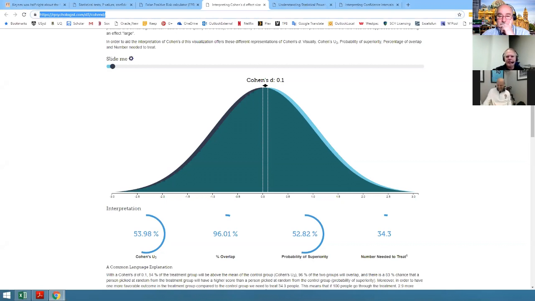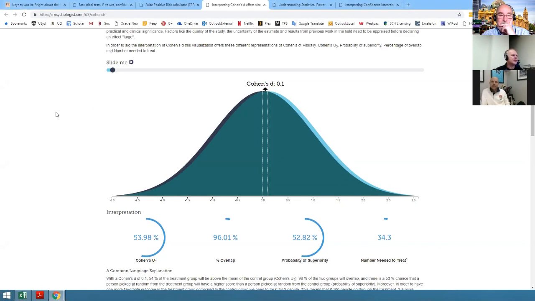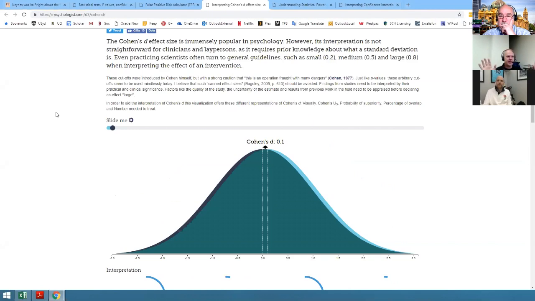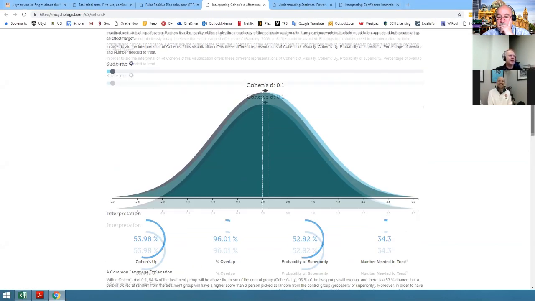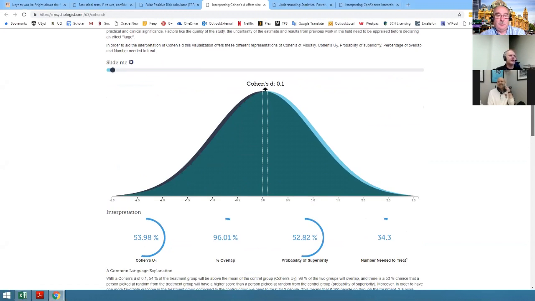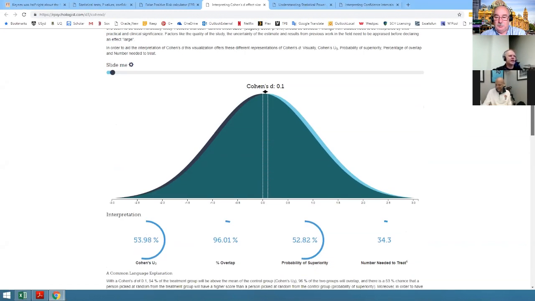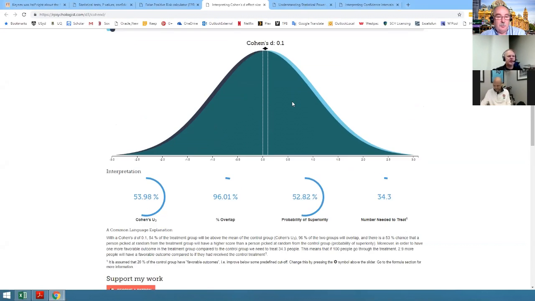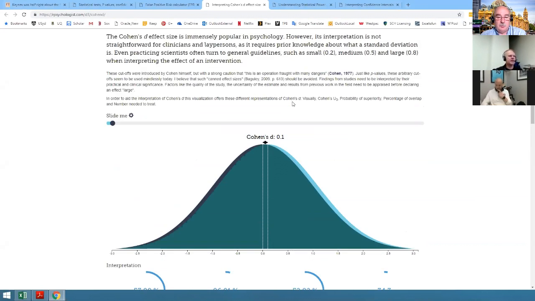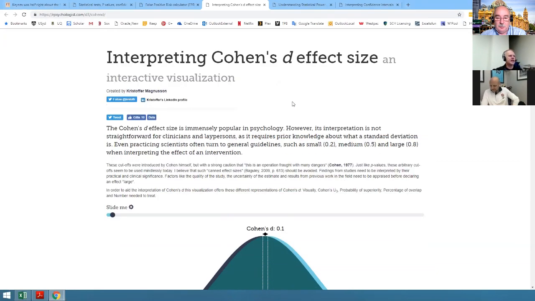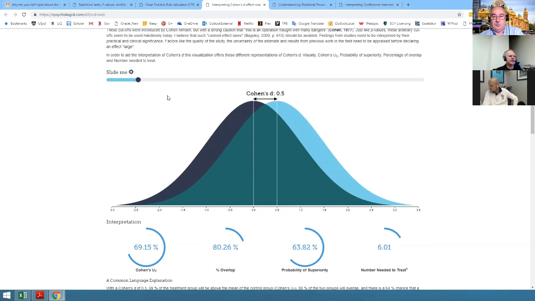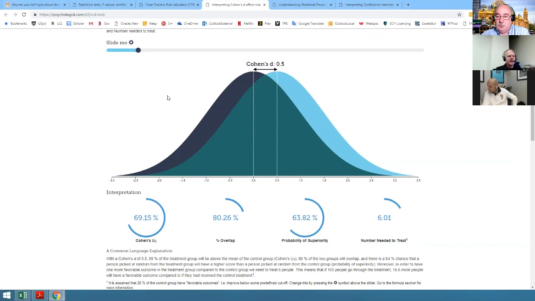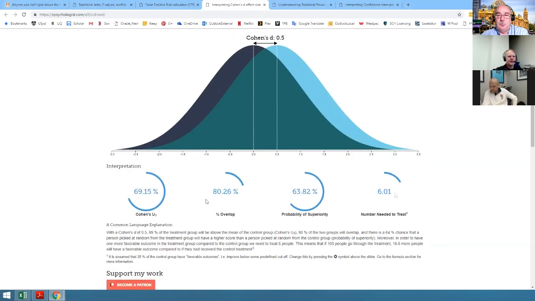Play with this interactive one just here that I'm going to send you to, and again, it's the wonderful Christopher Magnusson. I don't know this bloke, but he's made these lovely interactive graphs. This one in particular is a nice way to interpret Cohen's d, the effect size, with an interactive visualization, and you can change the size of Cohen's d. So we'll go up to a medium effect size. And then it has a whole bunch of different things underneath here that are useful for you.